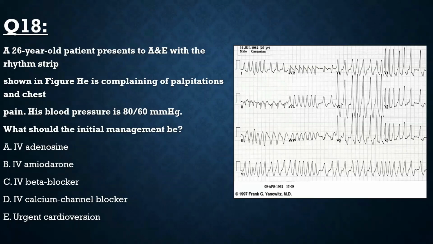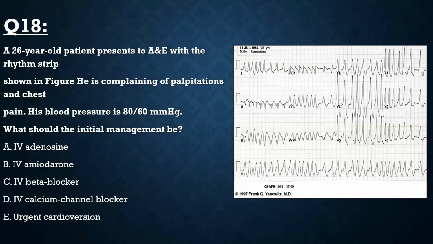يا مرحبا ياسين، تفضل. Question 18: a 26-year-old patient presented to A&E with the rhythm strips as shown in the figure. He is complaining of palpitation and chest pain. His blood pressure was 80/60. What does the figure show? Yeah, the figure shows there is a wide complex.